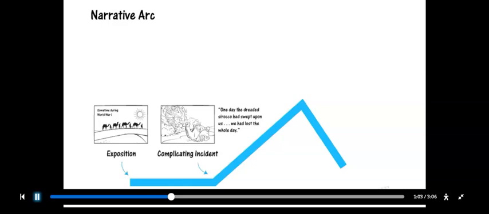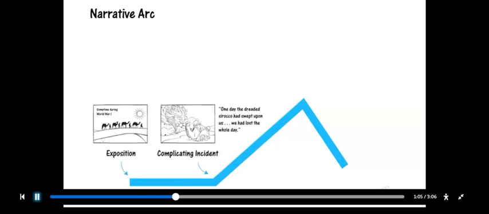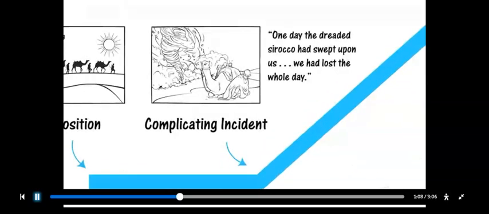The action starts when they run into a dangerous scirocco, or a hot, dusty wind. This is the complicating incident that establishes the main conflict. Clearly, the desert is a dangerous place. Getting to the oasis isn't going to be easy.